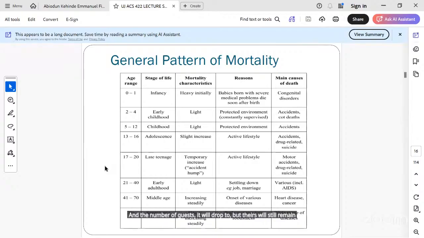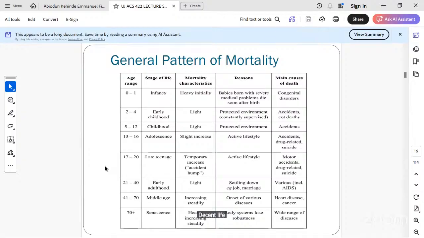And more importantly, between ages 21 and 40, the mortality rate is light because by that time, the boys and girls have graduated. Their education has let them know that there's a lot of benefit in living a decent life.